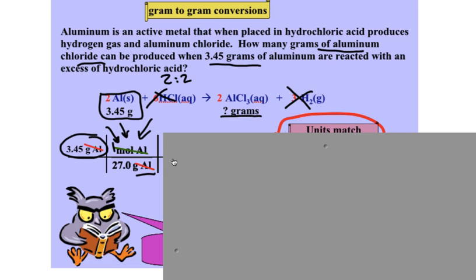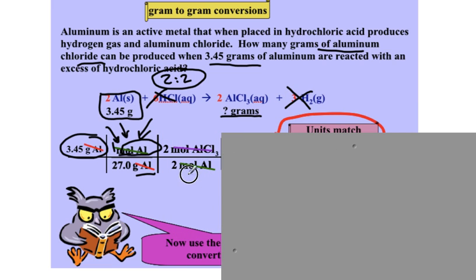Once I get moles in the upper part of the grid, then I grab my ratio. I automatically copy moles of aluminum on the bottom, and moles of AlCl3 on the top. 2 to 2 ratio, bam, 2 to 2. I put my turkey in, and then I check what my how-many says. My how-many says grams of aluminum chloride. If I stopped right here, I would have moles of aluminum chloride.